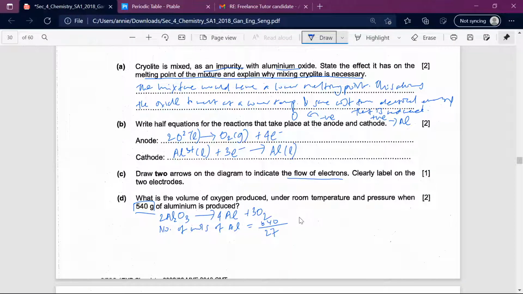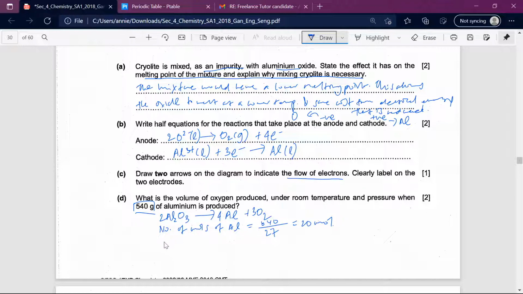And then this will give you an answer of 20 mole. So you can see the mole ratio, right? That for every 2 aluminium oxide used, 4 aluminium is produced.